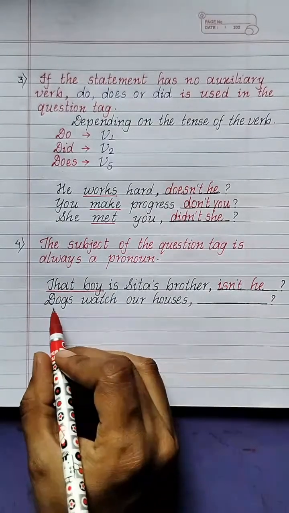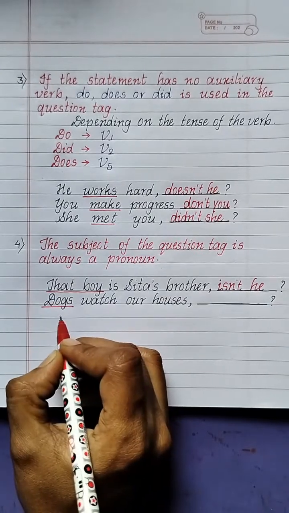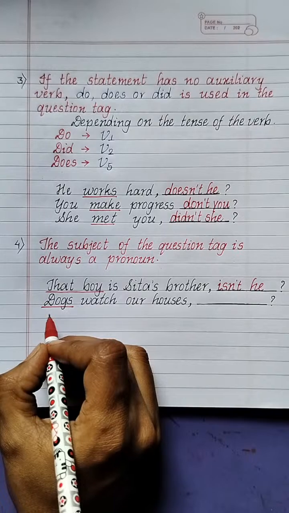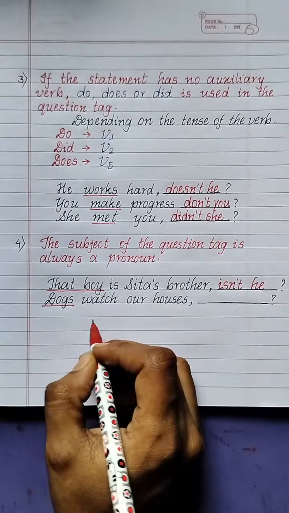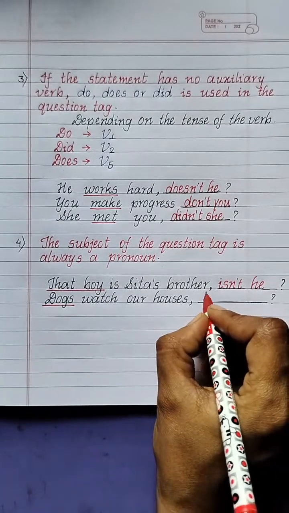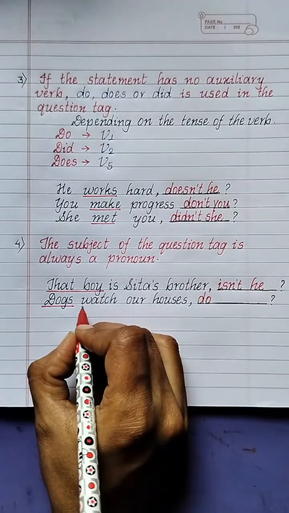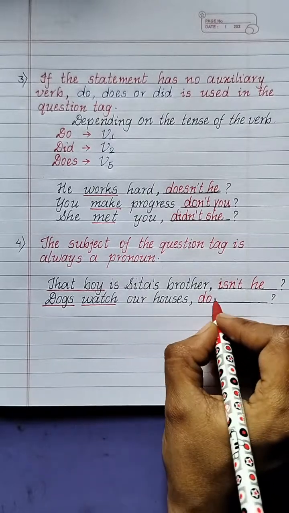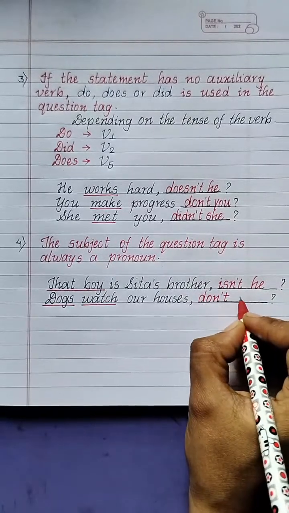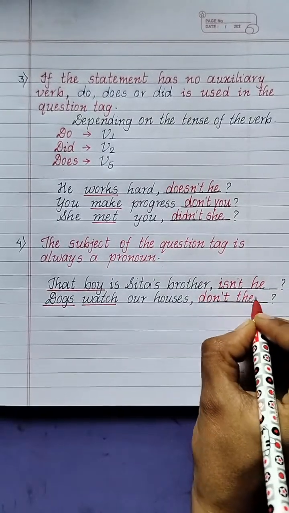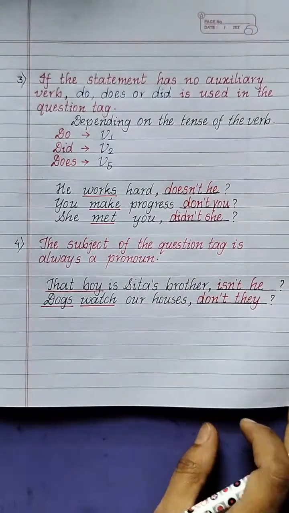Okay. Dogs watch our houses. Dogs. If it is only dog, it is singular, so we can use it, but it is here dogs, so for that we have to use the plural form. And you can see here watch is V1, that's why I have used do according to the structure. Do not they.